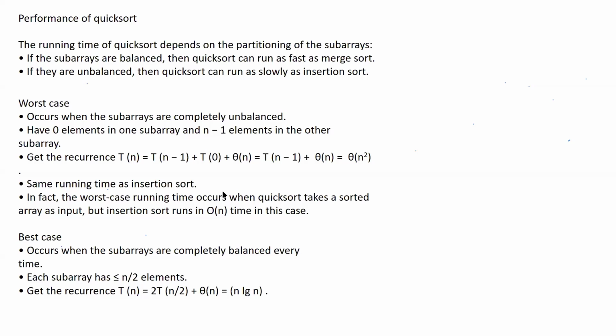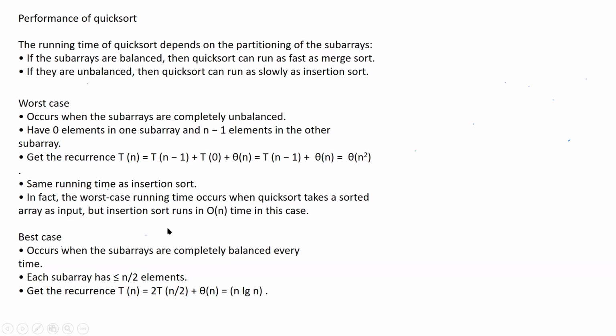We get the recurrence T(n) = T(n-1) + T(0) + theta of n. When we solve it by the iteration method, we see the time complexity of quicksort in the worst case will be theta of n square, the same running time as insertion sort. As we know, insertion sort also takes theta of n square in the worst case. In fact, the worst case running time occurs when quicksort takes a sorted array as input, but insertion sort runs in O(n) time in this case.